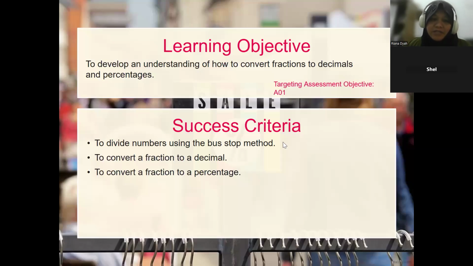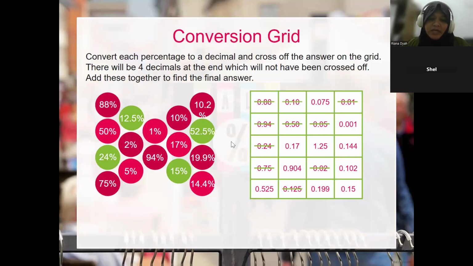Okay, so our topic is still about developing an understanding of how to convert fractions to decimals and also percentages. Here we have some decimal numbers and also fractions. This is a warm-up before we go to the main topic. Please convert each percentage to a decimal and cross off the answer on the grid. Then there will be four decimals at the end which will not have been crossed off. Add these together to find the final answer.